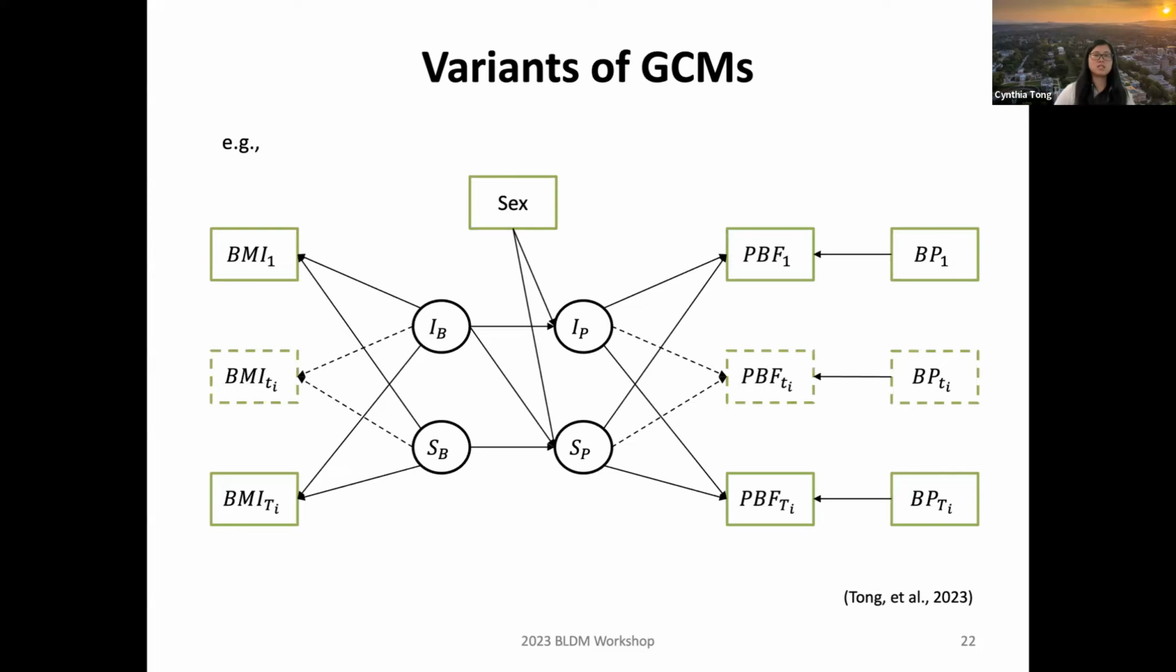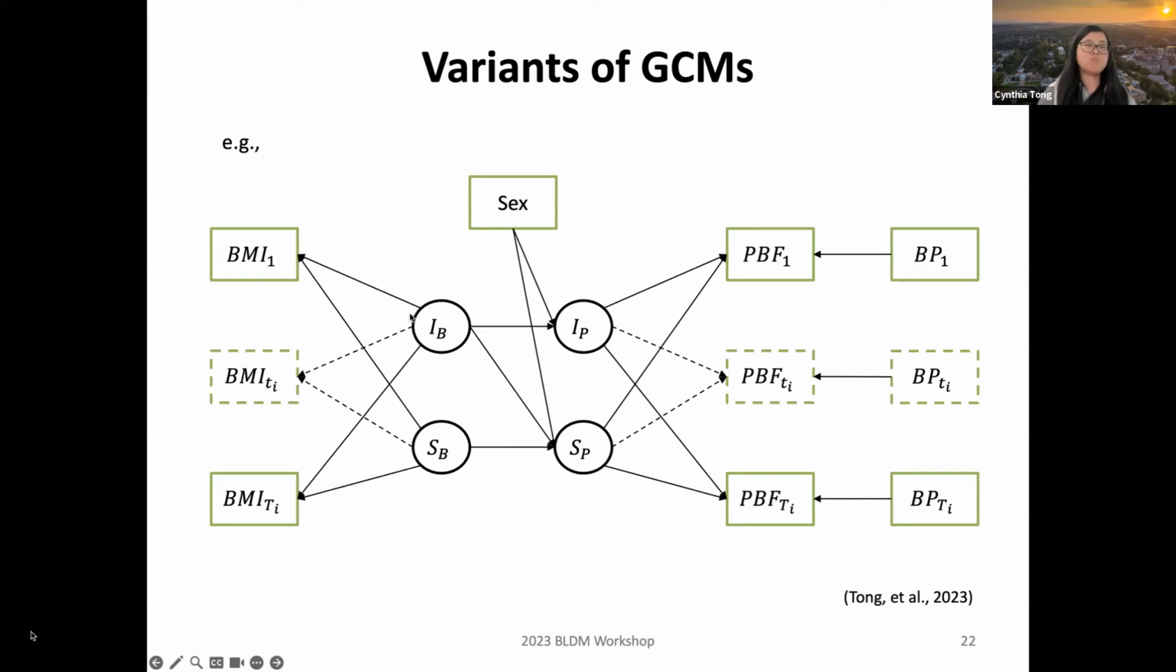So here in this path diagram, we can see that there are BMIs measured for different subjects and PBF, which is the body fat percentage, measured for different subjects. You probably see that there are dashed lines just because different subjects were not measured at a common set of time points, but basically each subject was measured at quite different time points.